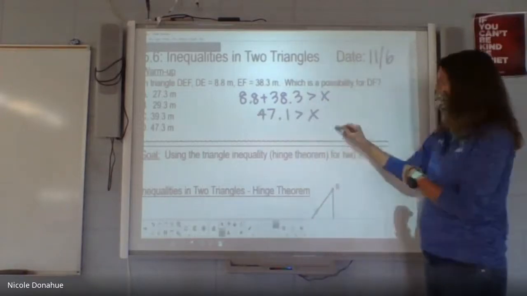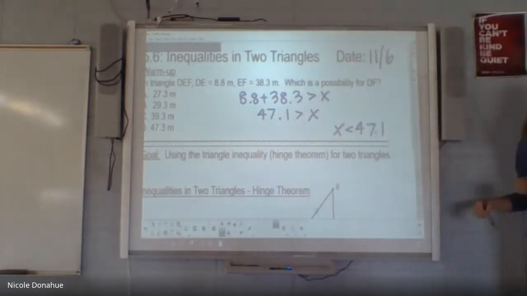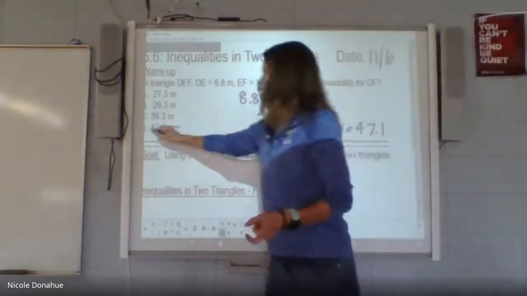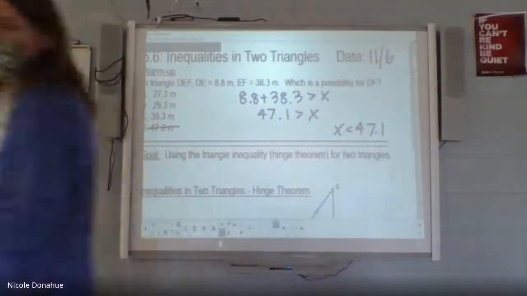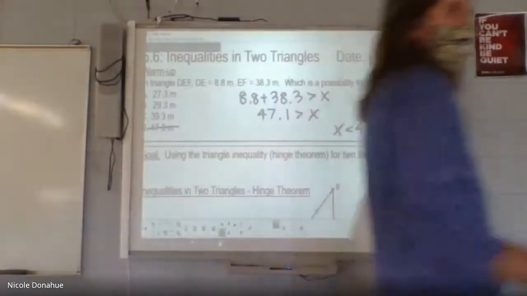So this is saying X has to be less than 47.1. So that automatically eliminates the top choice, right? How do we get rid of the other two? We need to get it down here.